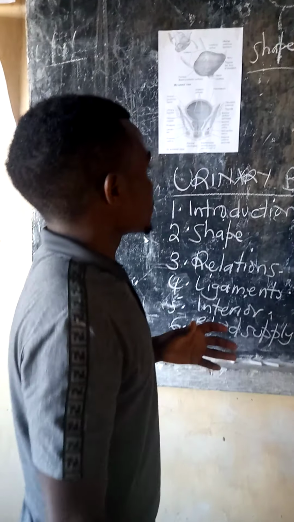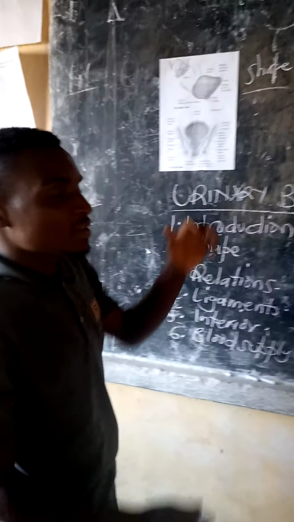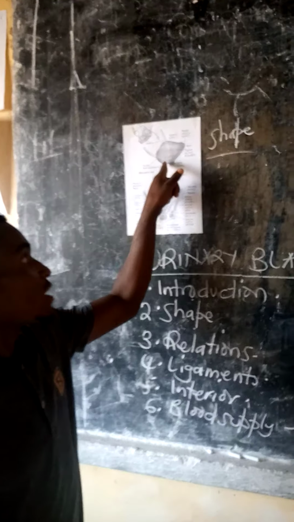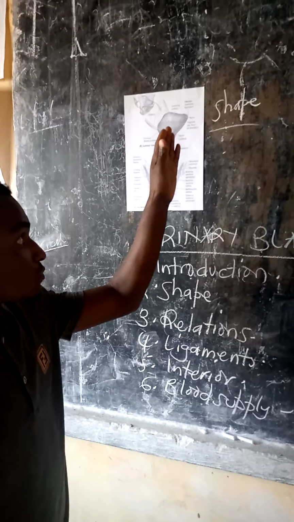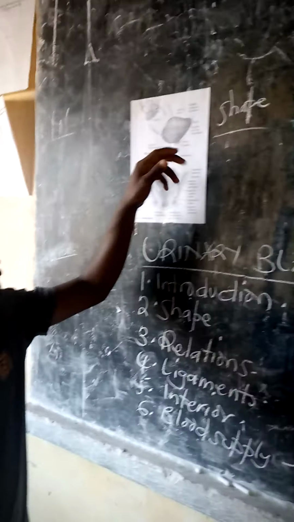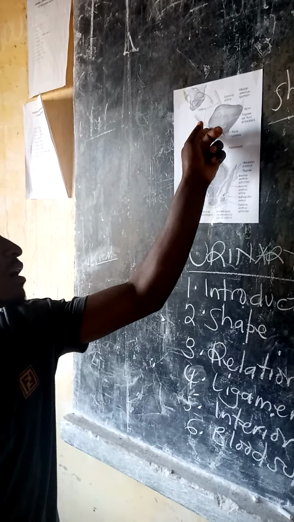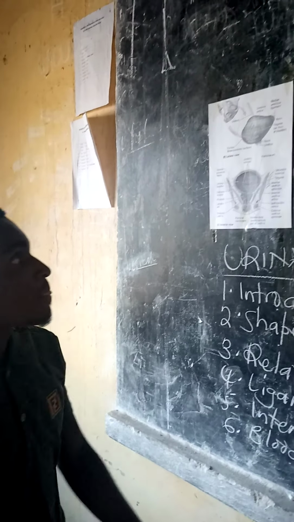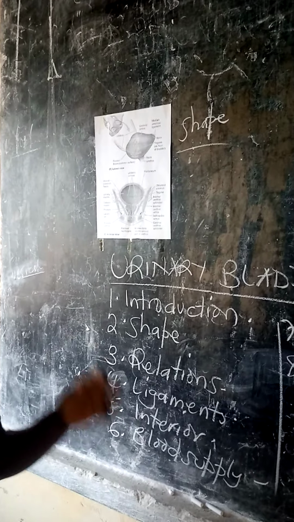And this four-sided pyramid has four surfaces. As you can see on the diagram, we have the superior surface, which is here. Then we have two inferolateral surfaces, one here and the other on this side. Then we have a posterior surface, which is behind here, and that posterior surface is the one we call the base or the fundus. So the four surfaces: the superior surface, two inferolateral surfaces, and the posterior surface.